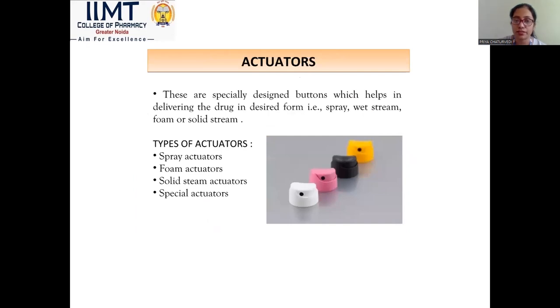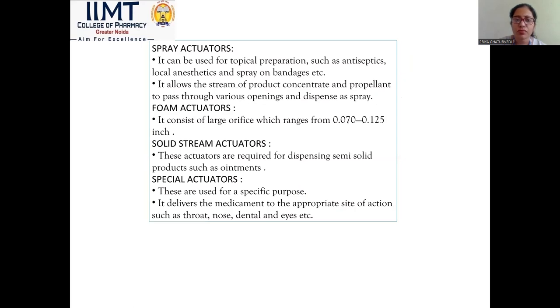Now coming to actuators. These are specially designed buttons which help to deliver the drug in the desired form, that is spray, wet stream, foam, or solid stream. Now types of actuators. Actuators are basically of four types. First is the spray actuator, second is the foam actuator, third is the solid stream actuator, and fourth is the special actuator. Now coming to the first, it can be used for topical preparations such as antiseptics, local anesthetics, and sprays.